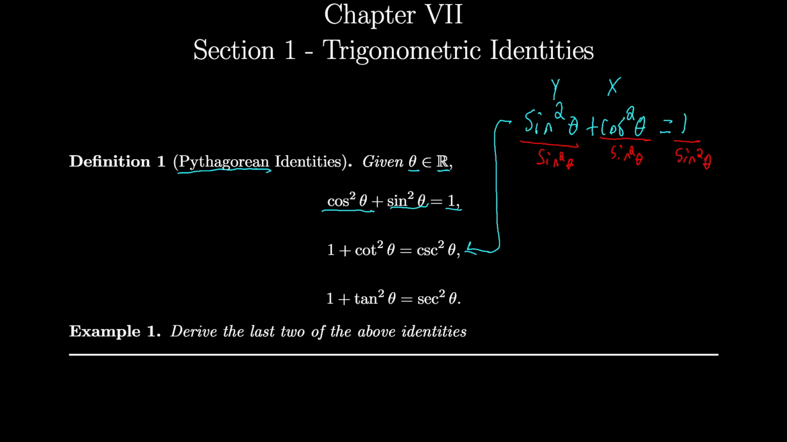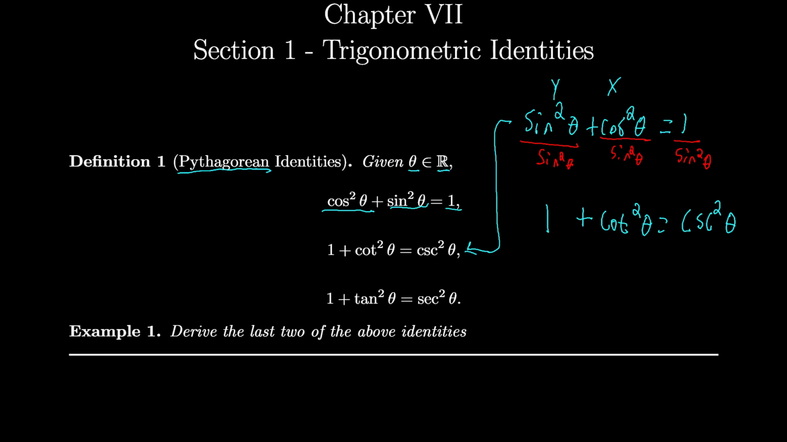Sine squared divided by sine squared, anything divided by itself is 1. This plus is this plus. And then we know that cosine over sine is cotangent. So if cosine over sine is cotangent, then cosine squared over sine squared is cotangent squared. Equals, and if 1 over sine is cosecant, then 1 over sine squared is cosecant squared. So we've derived that identity that way.